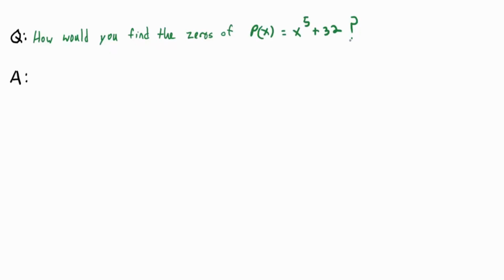So the question is, how would you find the zeros of p of x equals x to the fifth plus 32? Isn't that 2 to the fifth? Well, negative 2 to the fifth would work. That's 1. How many more are there? There should be 4 others. So how do you find them?